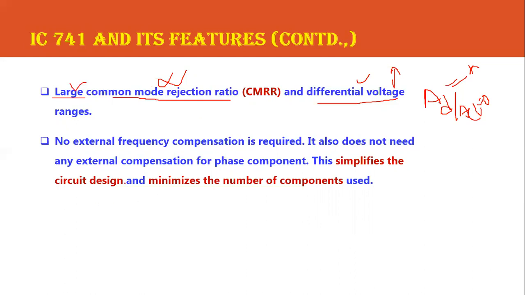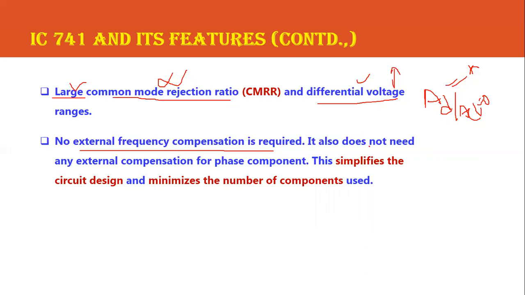So the next feature that we have is that it doesn't require any external frequency compensation, which is discussed in the AC characteristics. That is, from AC characteristics, due to instability, we need to connect some external frequency compensation circuits. But in IC741, there is an internal capacitance, called the compensating capacitor, which compensates the gain and bandwidth requirements produced due to instability.